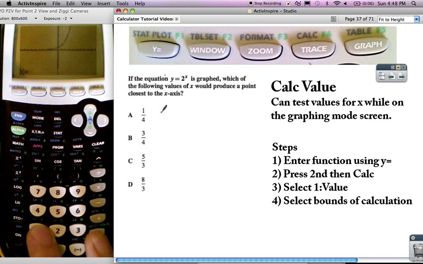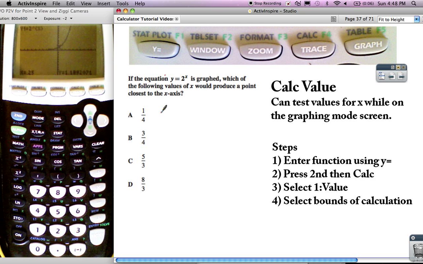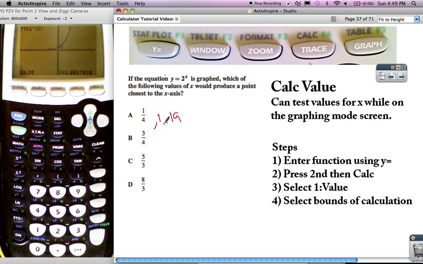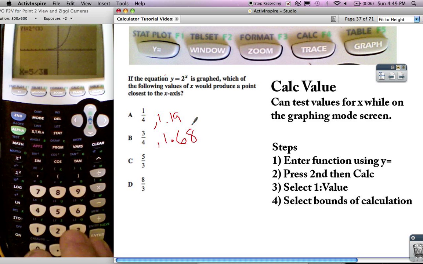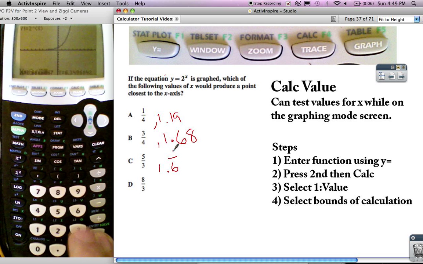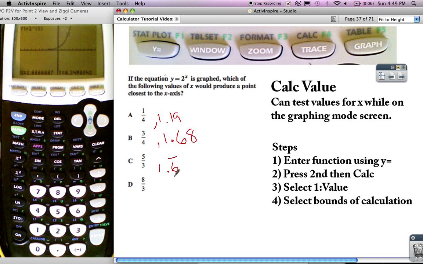So I go calc value, and I go, well, what is when x is 1/4? Well, when x is 1/4, y is 1.19, about. Alright, what about when x is 3/4? Then y is 1.68. And 5/3? I get 3.17. And 8/3, I get 6.35.